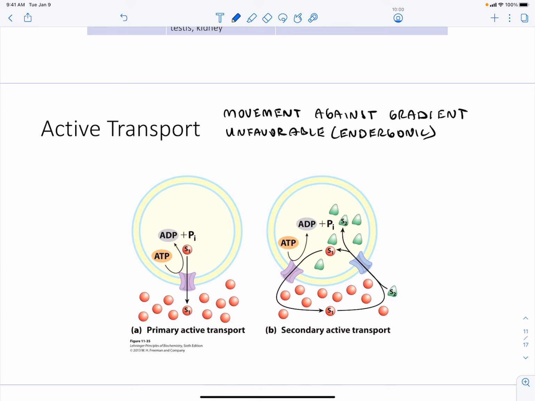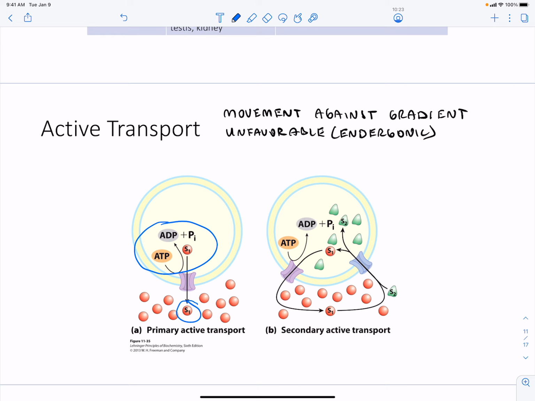Now, there are two types we have shown here. There's going to be primary, and then there's going to be secondary transport. And they're both going to be coupled, of course, with ATP to make it exergonic. And so in the primary transport, you're basically going to have the transporter move a substrate out.